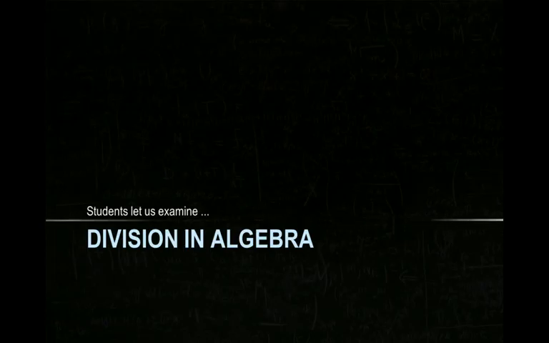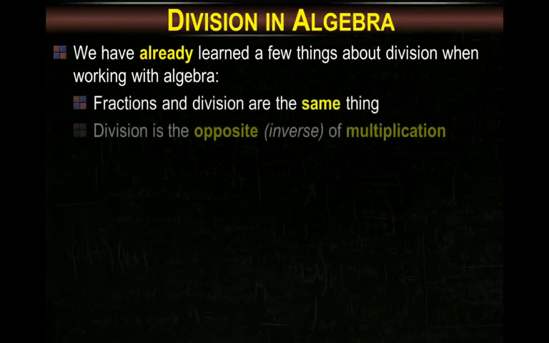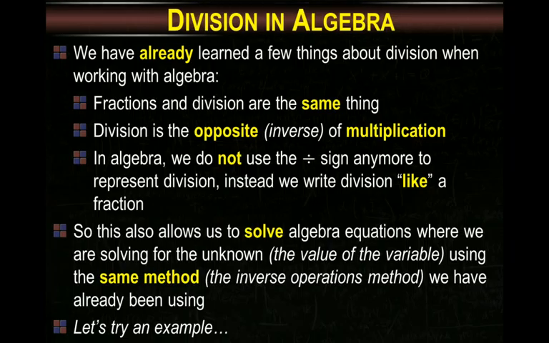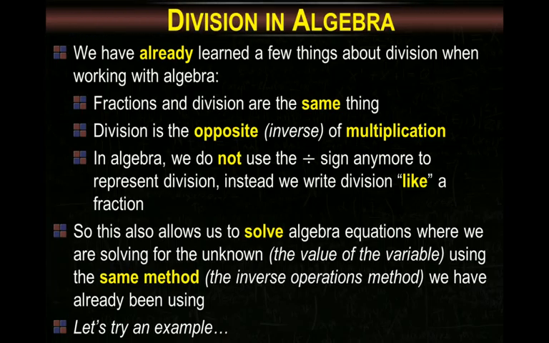Now, last thing today is about division. So we did multiplication. We learned a few things. Fractions and division, same thing. They mean the same thing. Division is the opposite of multiplication. So when we do the opposite for division, we're going to be doing multiplication. In algebra, we don't use the division symbol anymore. We write it like a fraction. Don't think of it like a fraction. Just know you write it like a fraction.